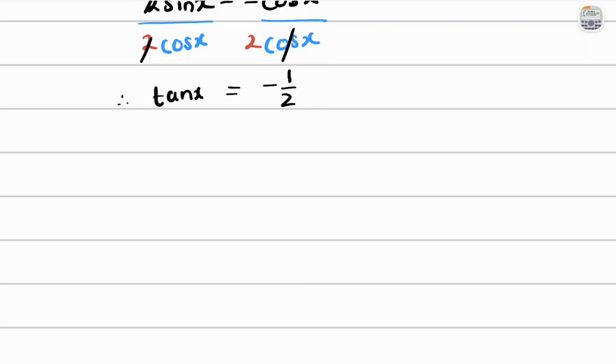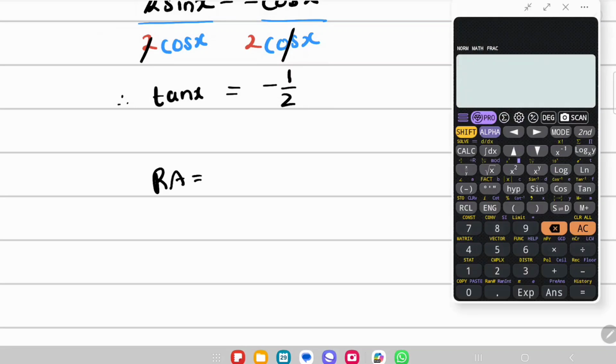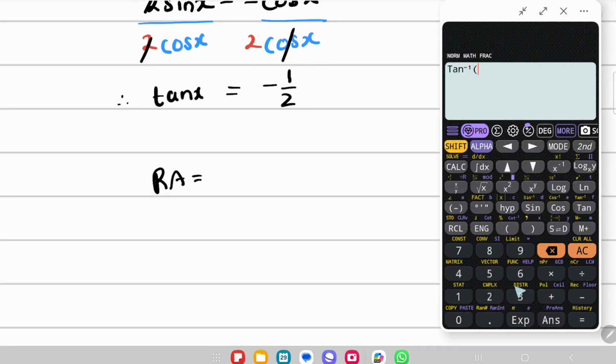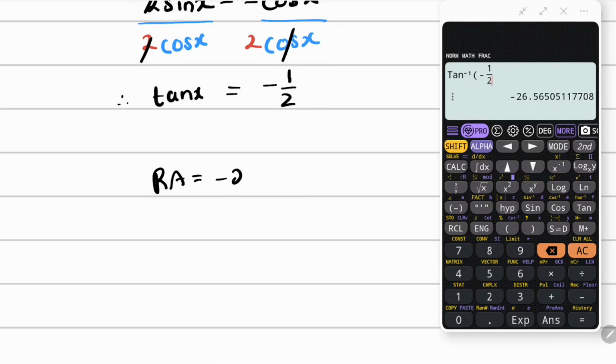Okay, so here's what we have. With a quick method, you don't have to consider whether your number is positive or negative. We don't care about that. All we're going to do is go ahead and find the reference angle, and we'll find it by taking tan over. So we'll say shift tan of negative a half. Okay, but we don't have to write that down. So shift tan of negative 1 over 2. And what do we get? We get a negative angle, which is fine. Negative 26 point.